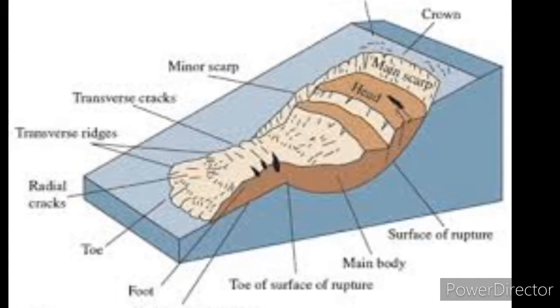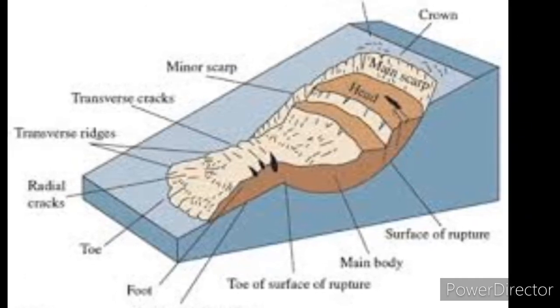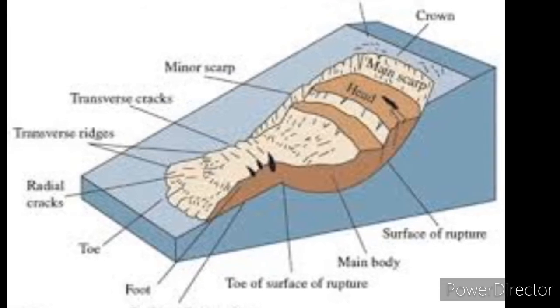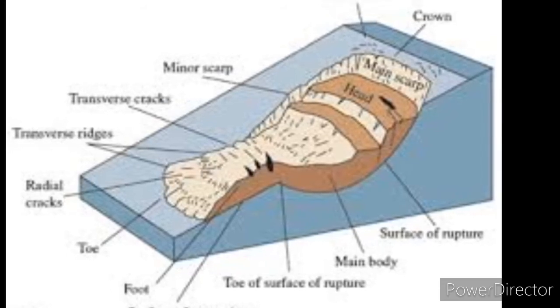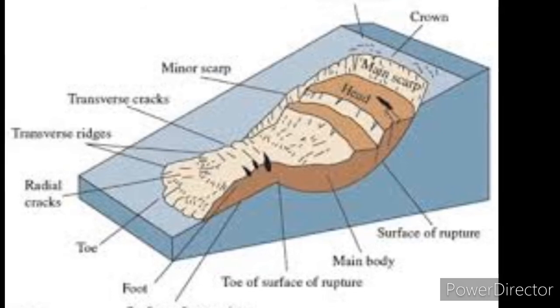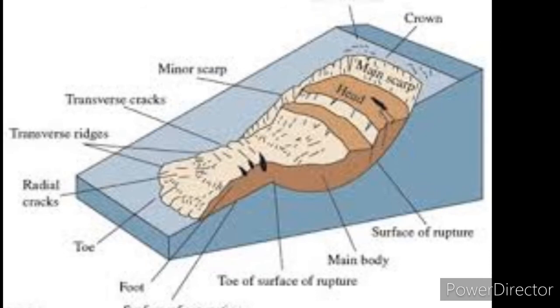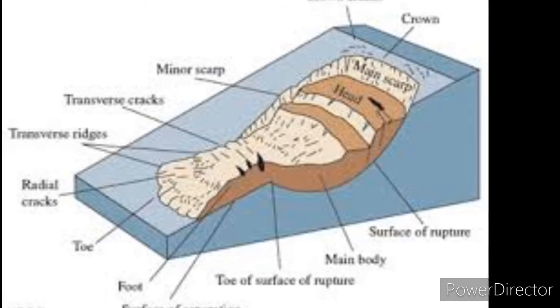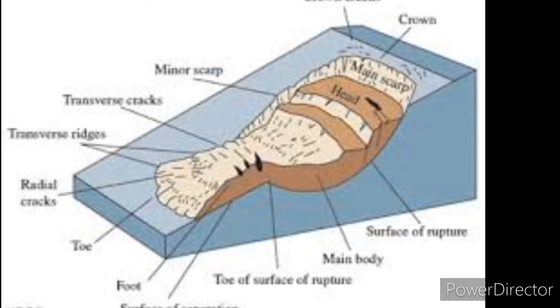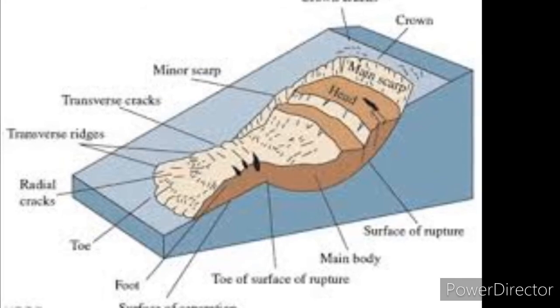Endogenic forces sometimes produce sudden movements and at other times produce slow movements. Do you know what the sudden movements are? Sudden movements like earthquakes and volcanoes cause mass destruction over the surface of the earth.